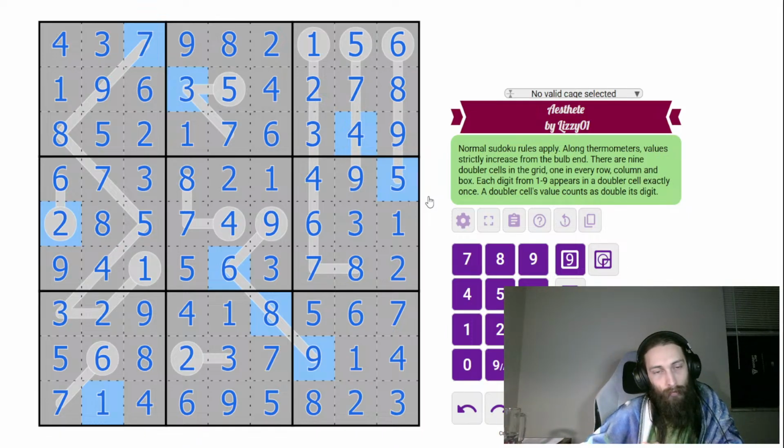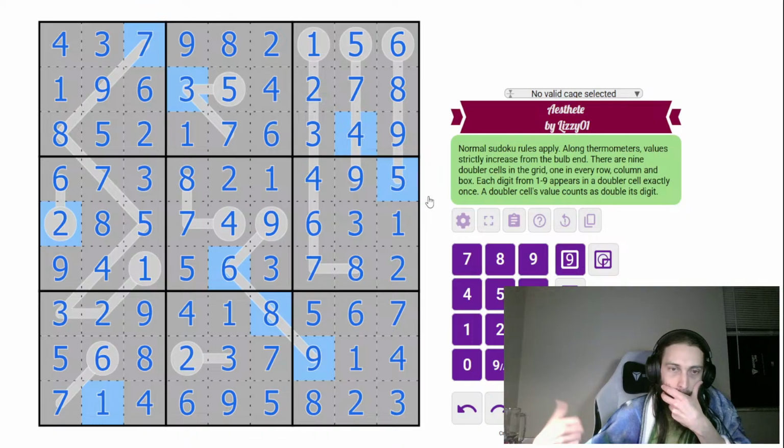I don't know why I wasn't thinking that, oh, we can't have 3 doubled after a 9, and no, it's not on the same thermo, it's rows and columns and boxes. And those are 3 different rows, columns, and boxes.